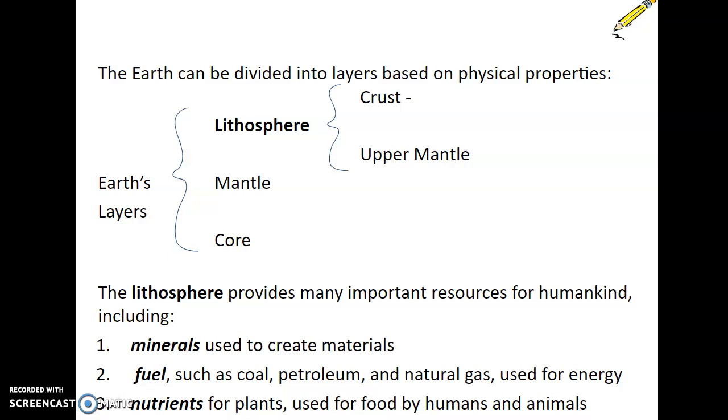So the lithosphere consists of the crust and the upper mantle. And it provides us with many important resources for humankind, including our minerals, fuel such as coal, petroleum gas, all these things we use to power our car to give us energy, and nutrients for plants, which are then used for food by humans and animals.